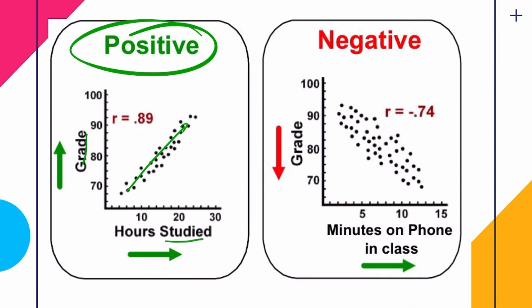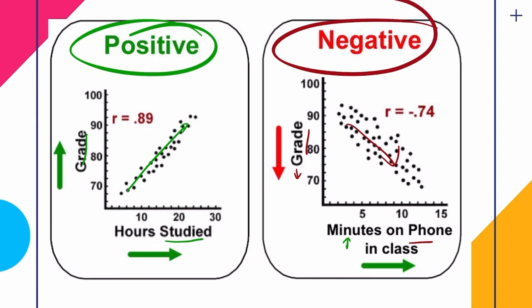A negative correlation happens in the following situation. The minutes you're on your phone during class, as that goes up, your grade would go down. So when you have things going in the opposite direction, the minutes were going up, the grade was going down. So it was a negative correlation. In this case, the hours were going up and the grade was going up. So if you have the same direction, it's going to be positive. If you have a different direction, your correlation will be negative.